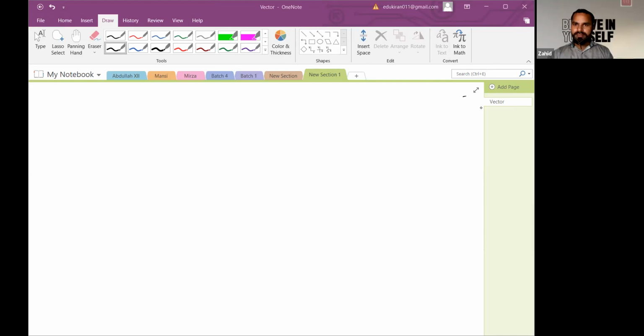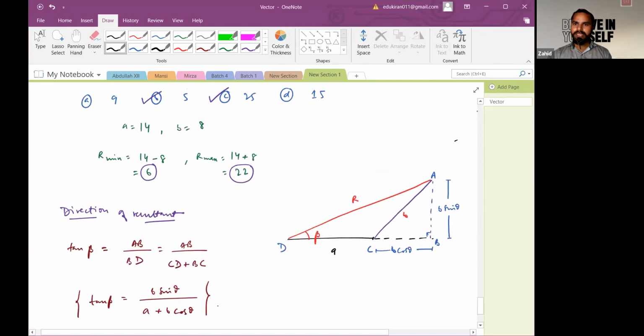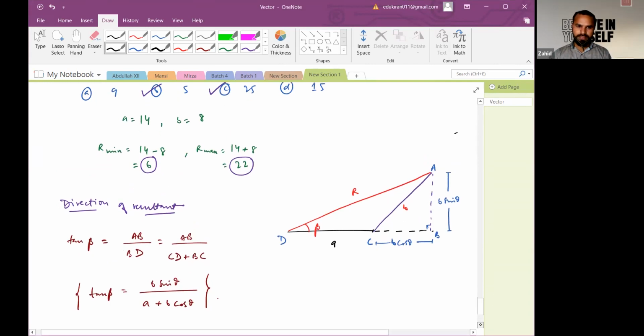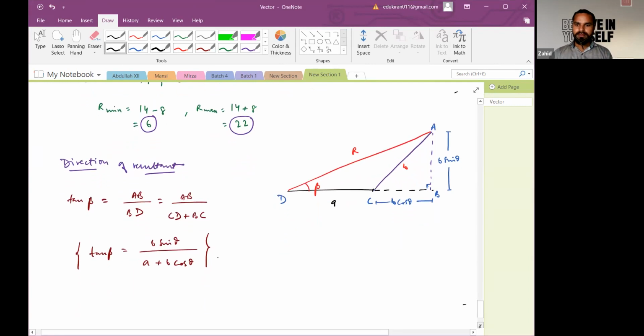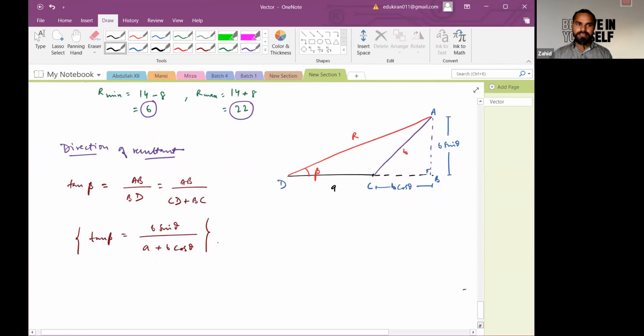In last class, we had learned vector, resultant of any two vector, and then direction, how to calculate resultant. Wahid, any doubt from last class?